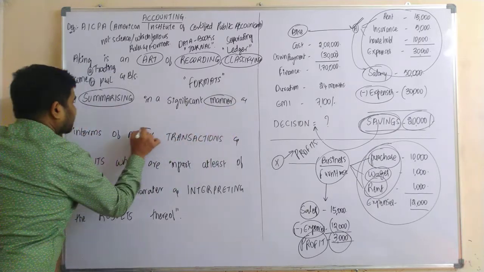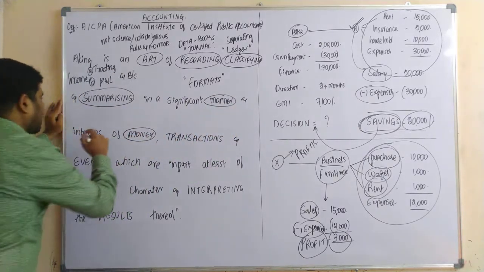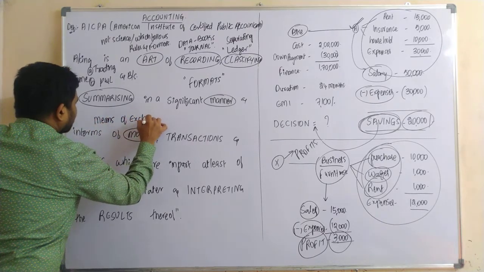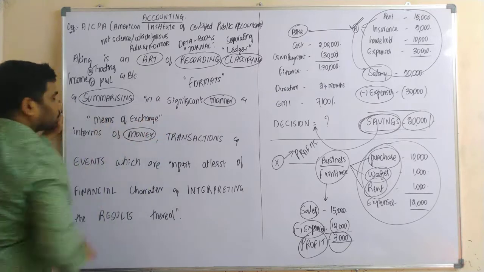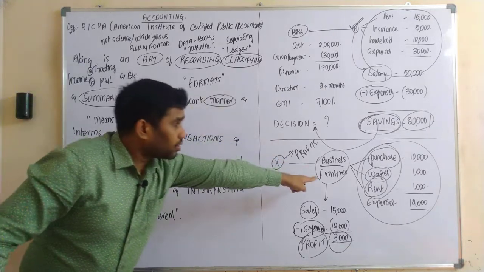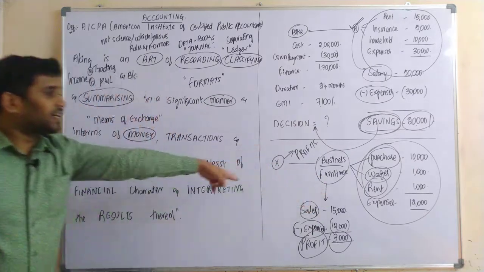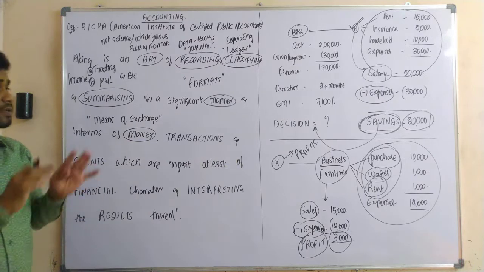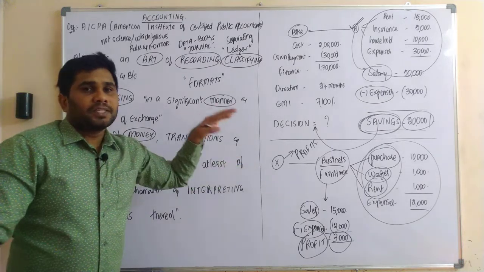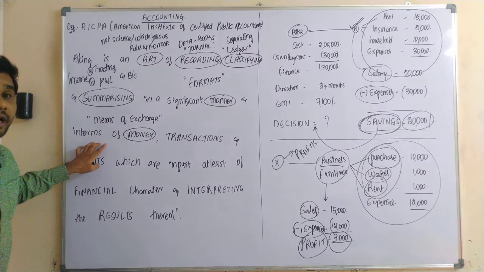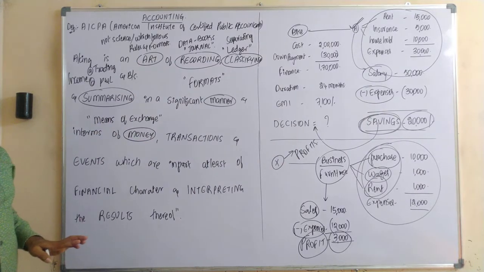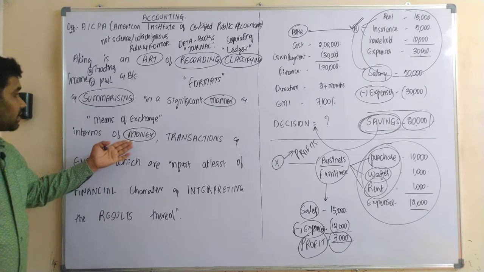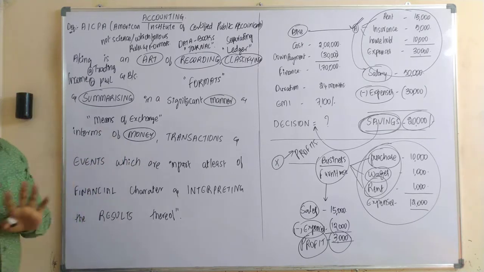And in terms of money, sir, what is money? Money is nothing but your means of exchange. That means that data which can be measured in terms of money only should be recorded. Whatever data you have in your business, only that data which can be measured in terms of money should be recorded. Otherwise, you are not supposed to record it.